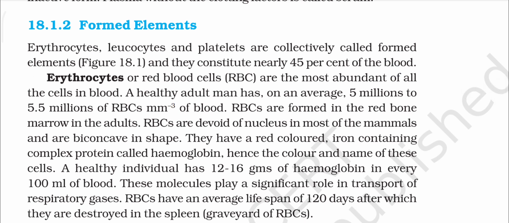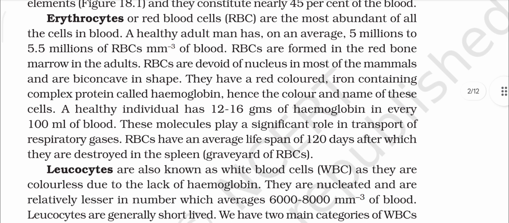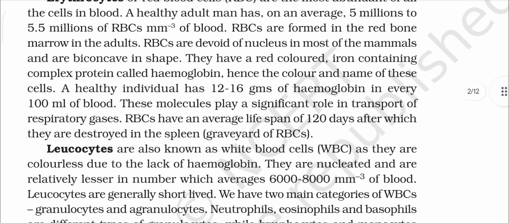Formed elements: erythrocytes, leukocytes, and platelets are collectively called formed elements and they constitute nearly 45% of the blood. Erythrocytes, or red blood cells, are the most abundant of all the cells in blood. A healthy adult man has on an average 5 million to 5.5 million RBCs per mm cube of blood. RBCs are formed in the red bone marrow. In the adult, RBCs are devoid of nucleus in most of the mammals and are biconcave in shape.